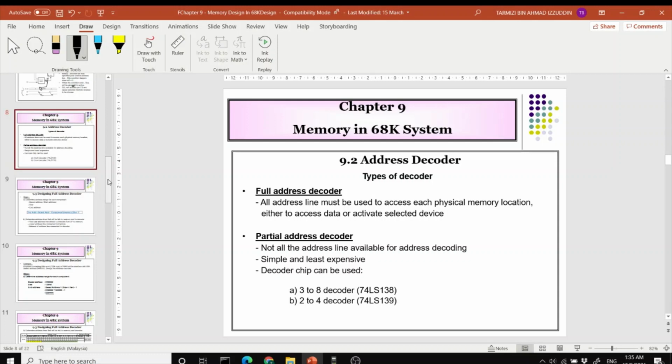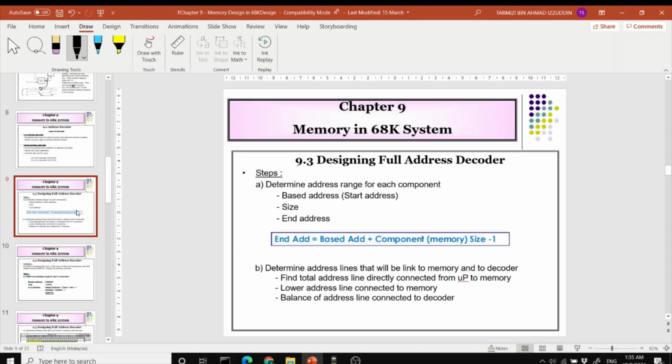Now we're going to look at how to design the decoder system in order to interface it with your 68K. How are you going to design this? There are a few steps that you need to remember.